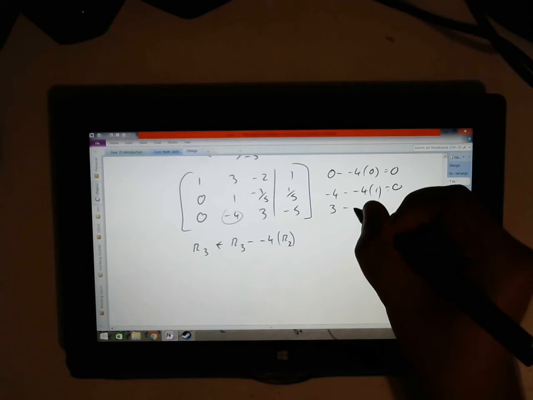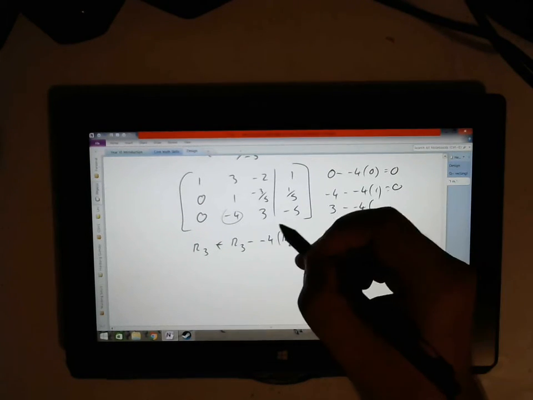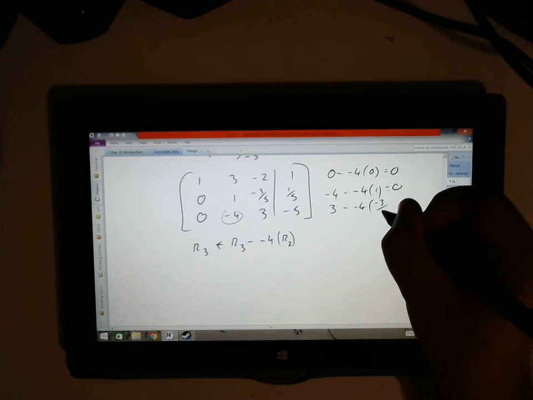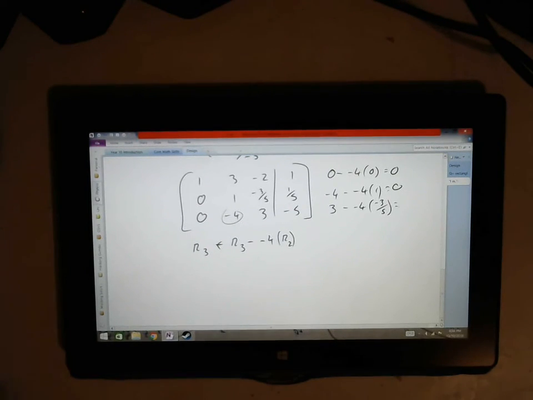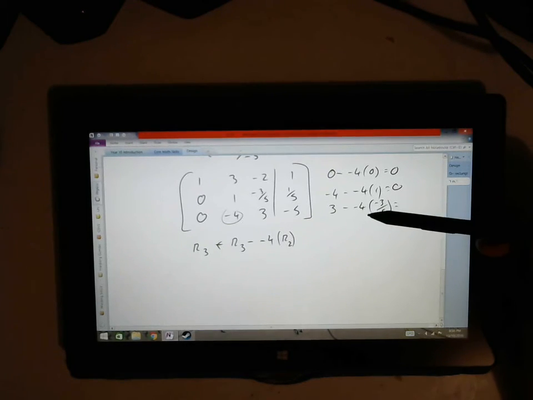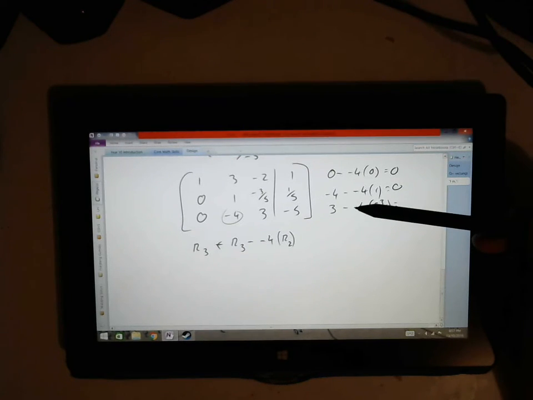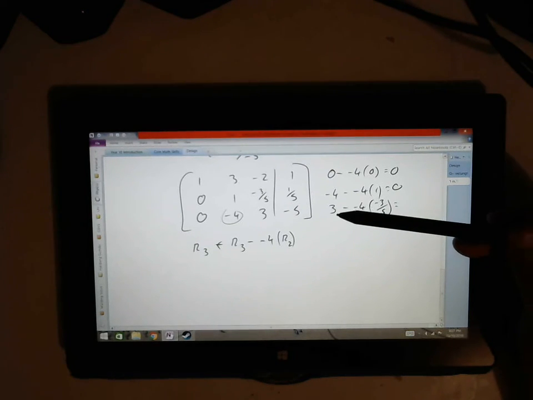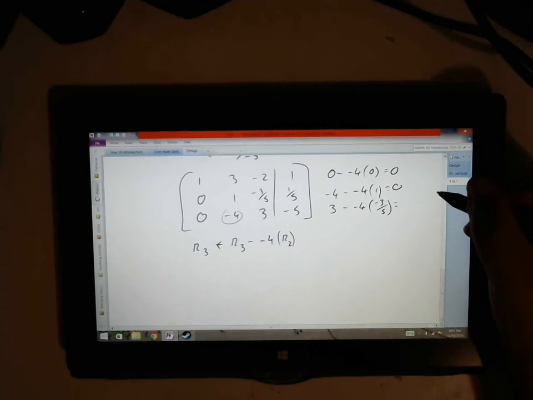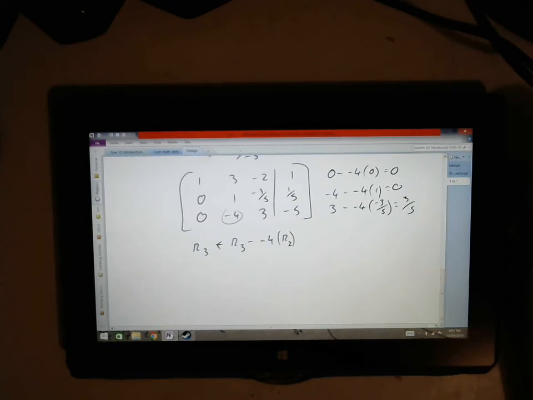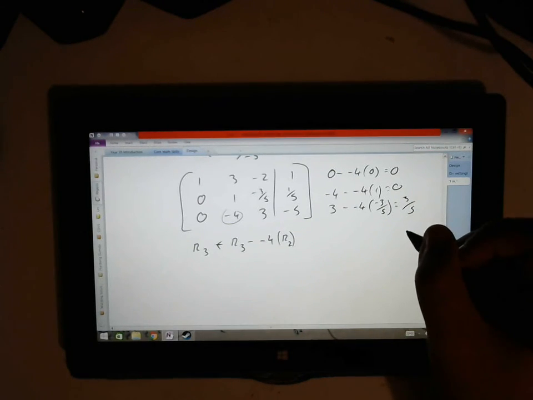3 take away negative 4 lots of, or what's the number above it? Negative 3 over 5. Okay. Equals, okay, so let's work through that. Negative 4 times negative 3 gives us 12, 12/5. 3 is the same thing as 15/5. So I have 15/5 take away, because I've got a negative of a negative of a negative, so it's going to be subtraction. So 15/5 take away 12/5 gives us 3/5 as well. Okay, it's just kind of a weird coincidence there. That wasn't intended by any case.